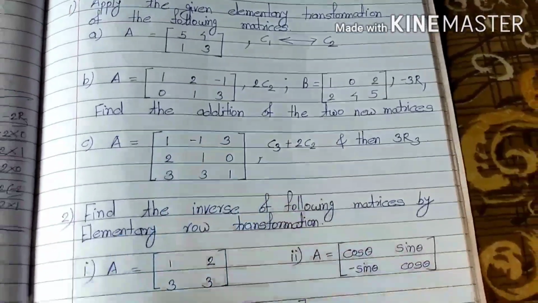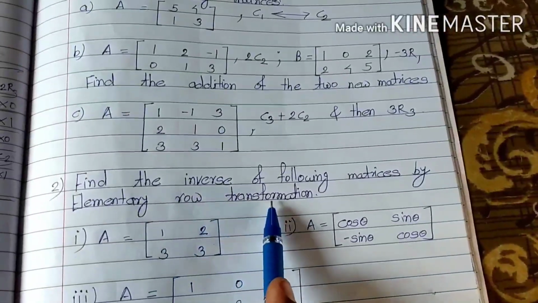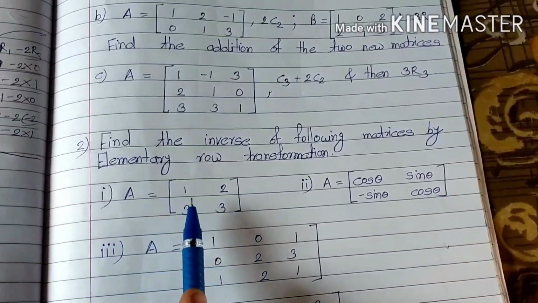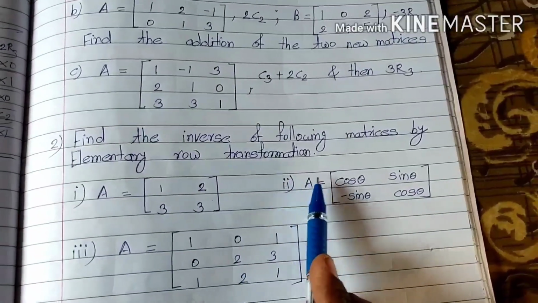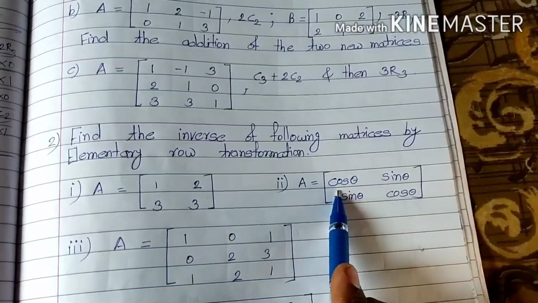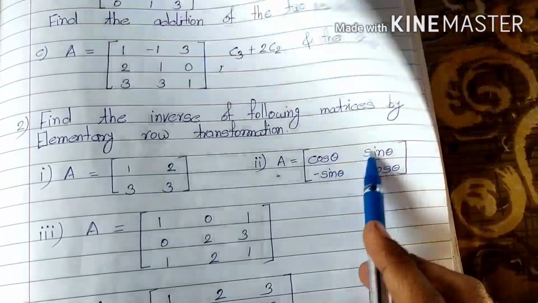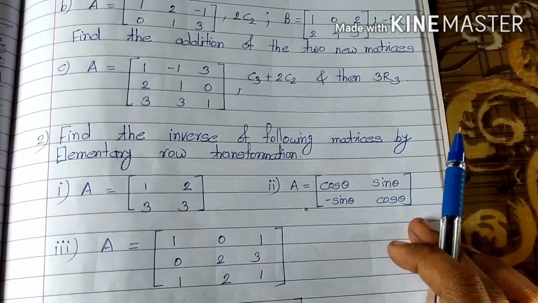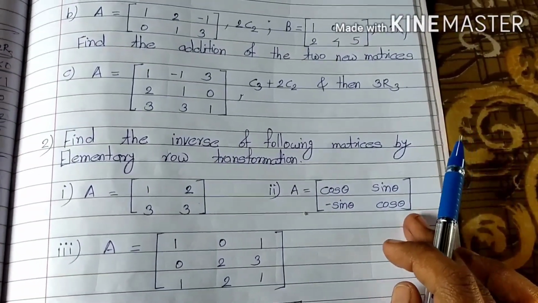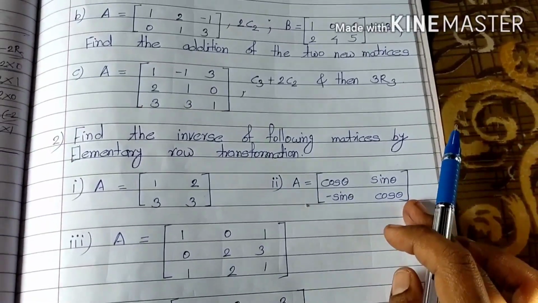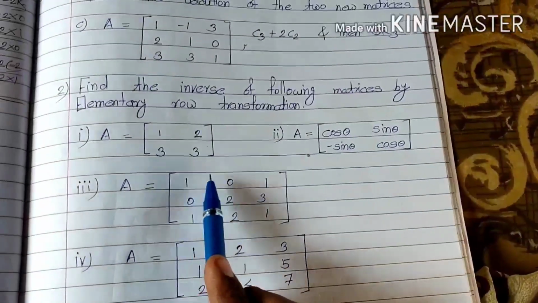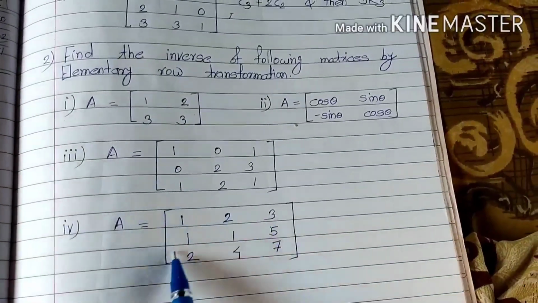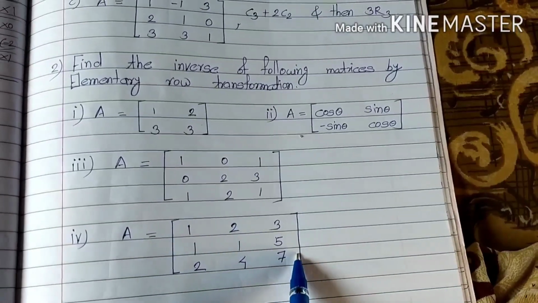You can observe it. Now next, find the inverse of the following matrices by elementary row transformation. First, A is equal to 1 2 3 3. Second, A is equal to cos theta, sin theta, minus sin theta, cos theta. It is different, but you can solve it by using trigonometric functions. Next, A is equal to 1 0 1 0 2 3 1 2 1 and fourth, A is equal to 1 2 3 1 1 5 2 4 7.